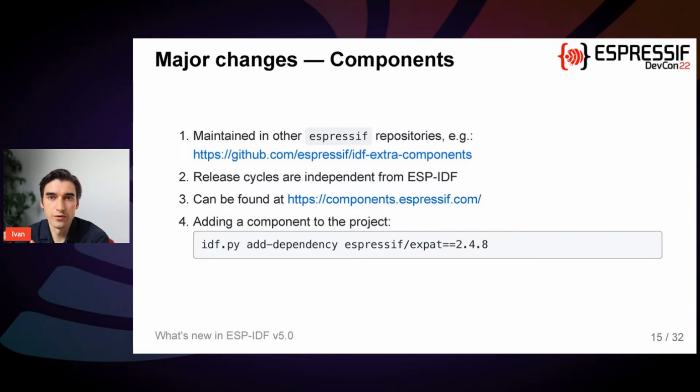And you don't have to wait for the next IDF release if you just want to upgrade one of those components. These components can be found at our component registry, components.espressif.com, and they can be easily added to the project using the IDF component manager and the idf.py add-dependency command like shown here. The ESP-IDF component manager is one of the major features that we are introducing and relying on in IDF 5.0. There is another talk at the developer conference about the component manager. I encourage you to watch it. I think it's one of the really nice features that we are adding.